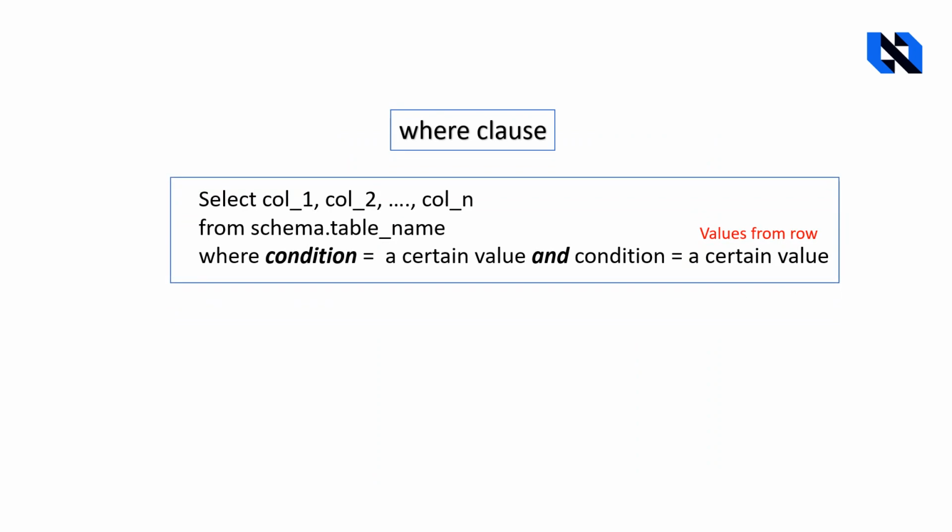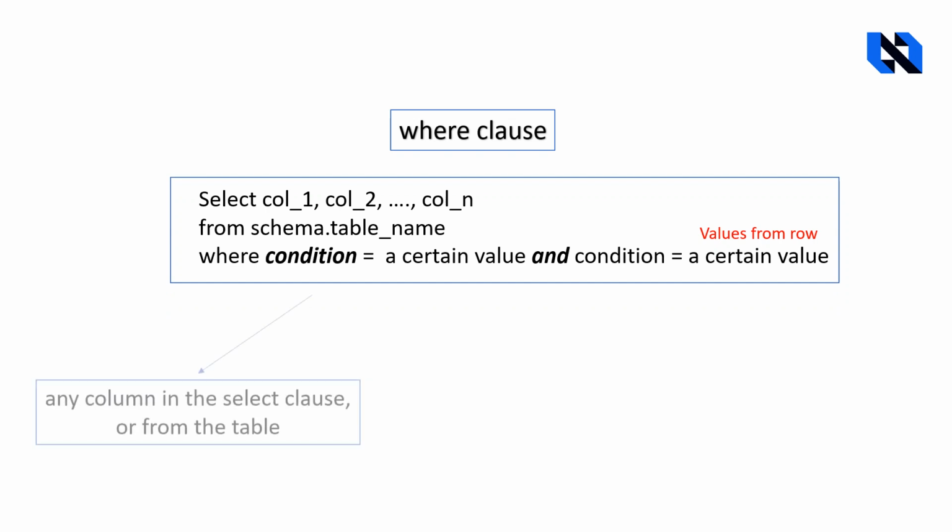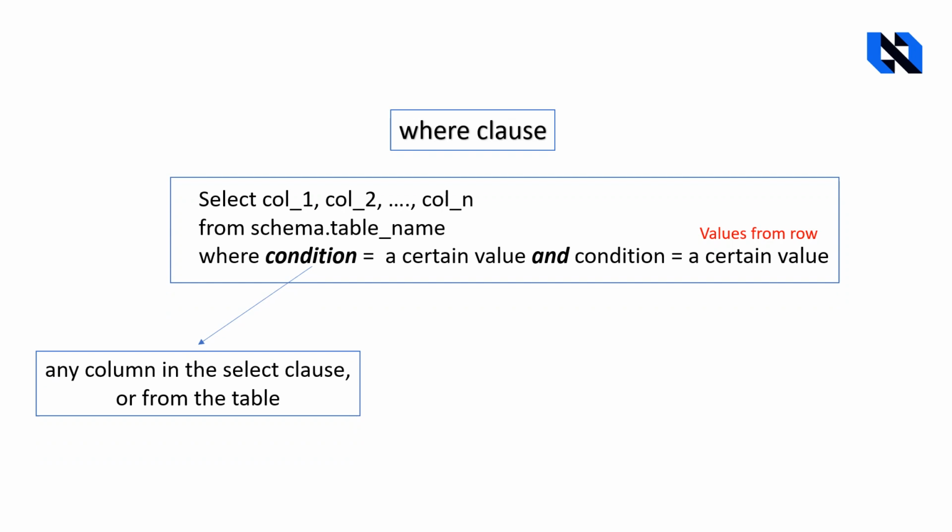Let's look at a pseudo syntax of what our where clause is. In this syntax, you can see our select statement, and we are selecting column 1, column 2, up until column n from the schema dot table name. Now, where the condition. This condition is any column in your select clause or from the table, meaning that I could say where column 1 equals a certain value, where column 2 equals a certain value, meaning these columns I am calling are from my select clause.